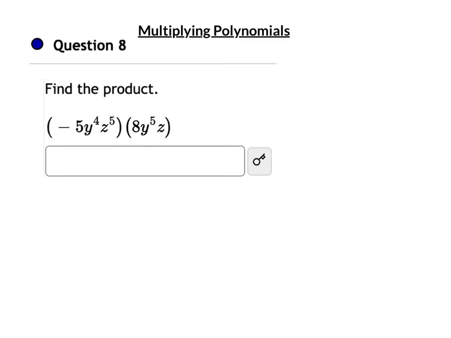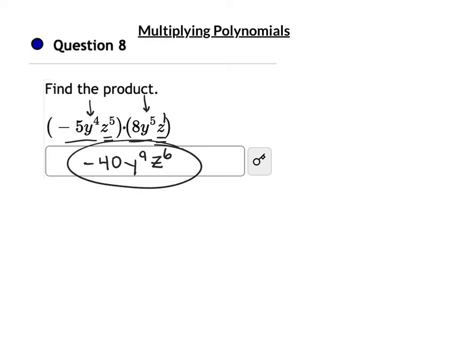Question 8. Notice this is a negative times a positive. Negative 5 times 8, that would be negative 40. Multiply the coefficients. Add the powers on like bases. The like bases are y to the 4th and y to the 5th. There are 4 there and 5 there, and there's times between them. Altogether, there are 9 y's multiplied. Then I have z to the 5th and z to the 1st. There's 1 there and 5 over there. Altogether, then, there are 6. My answer is negative 40, y to the 9th, z to the 6th.